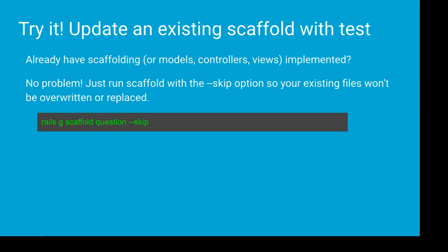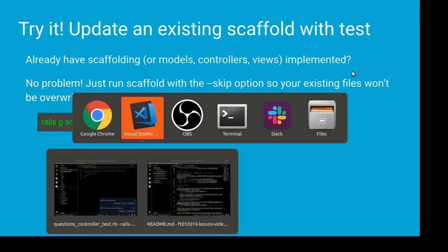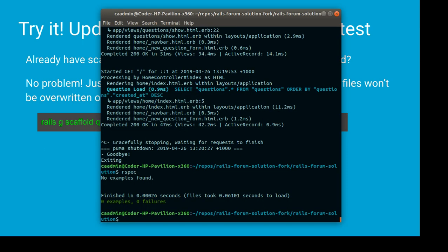But since we've already done that and we don't want to overwrite what we've already got there, we run scaffold with the --skip option. What that does is it says if it already exists, just skip that and create anything new that needs to be created. Okay? So that's what we're going to do. So now we're going to run rails g scaffold question with --skip.